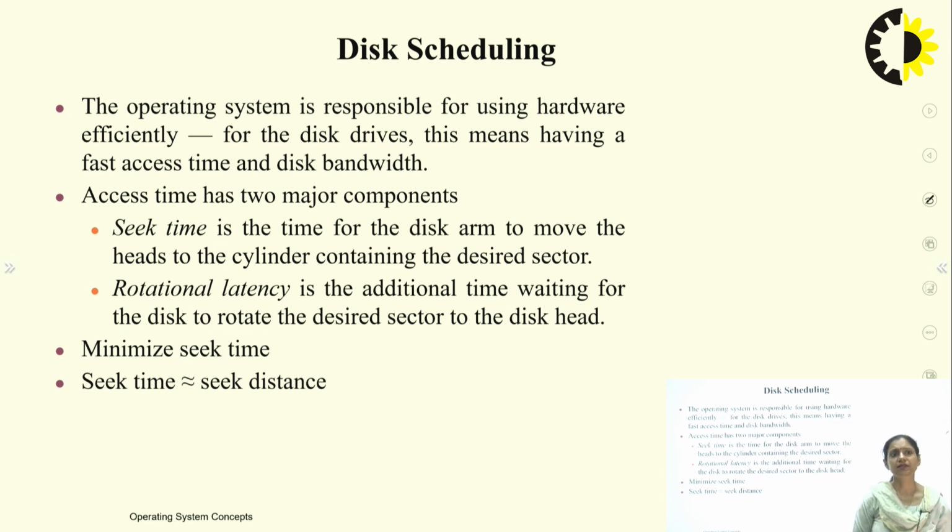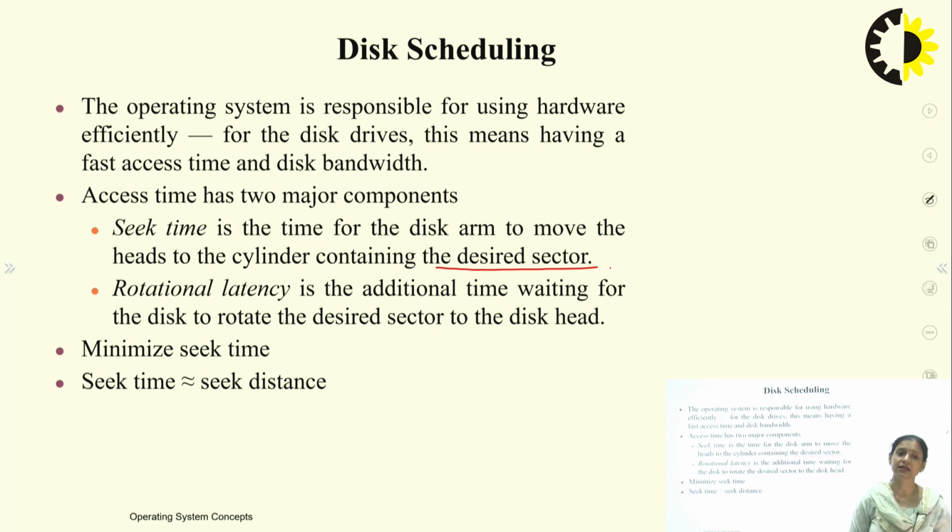Next is disk scheduling. The operating system is responsible for using the hardware efficiently for disk drives. This means having fast access time and high disk bandwidth. Access time has two major components. The first one is the seek time and the other one is the rotational latency. Seek time is the time for the disk arm to move the head to the cylinder containing the desired sector. So the time taken for the disk arm to move to the desired sector is the seek time.